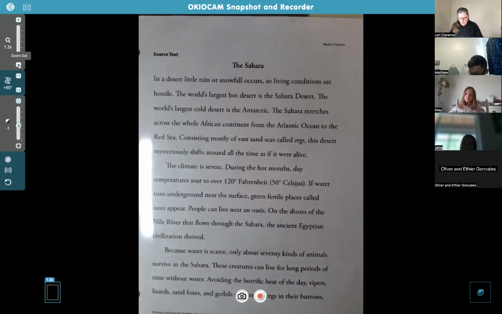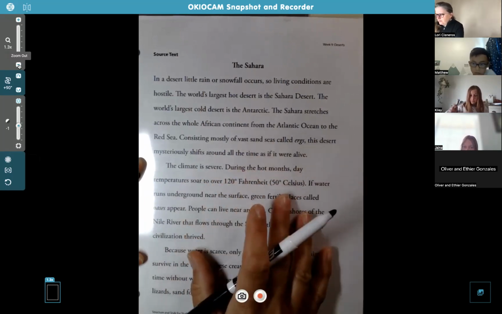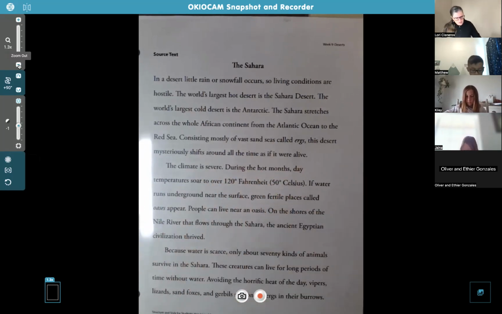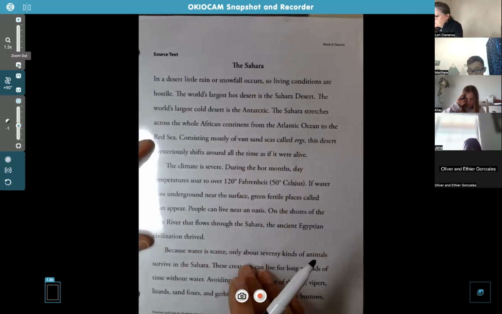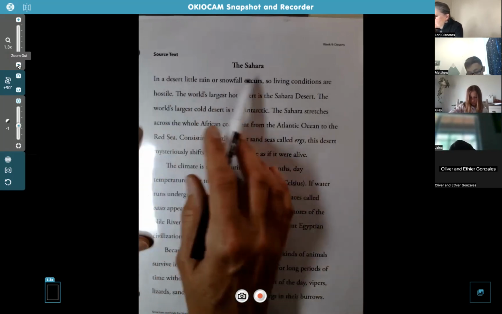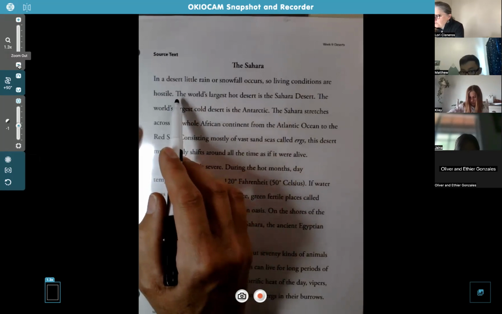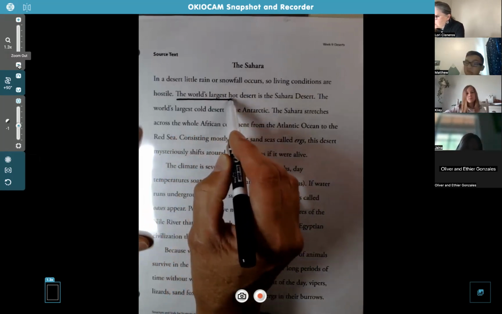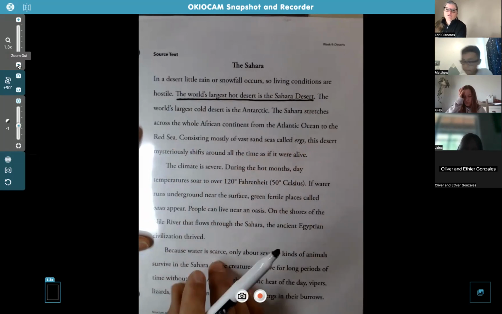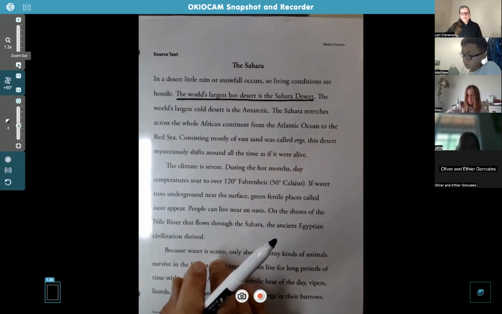So with your pencil, I'm going to show you the best way to do this, at least for this part of the paper. We're going to underline and label the information we found interesting. So going back to the beginning, I thought it was really interesting that it's the largest hot desert. With your pencil, I'm not going to worry about that first sentence, but right here where it starts with the world's largest hot desert is the Sahara Desert, I just want you with your pencil to underline that sentence. Because to me, that was pretty interesting.